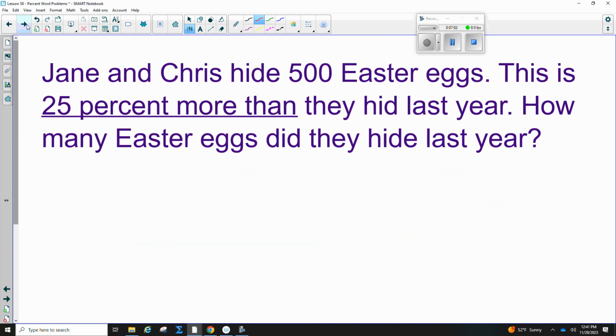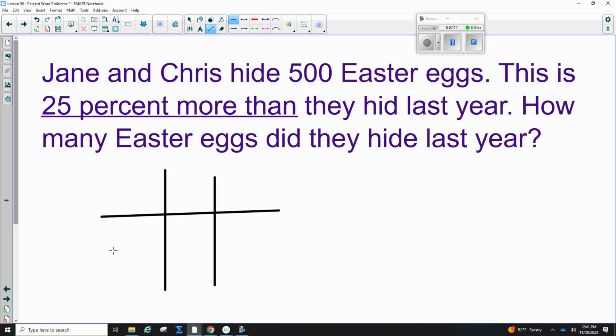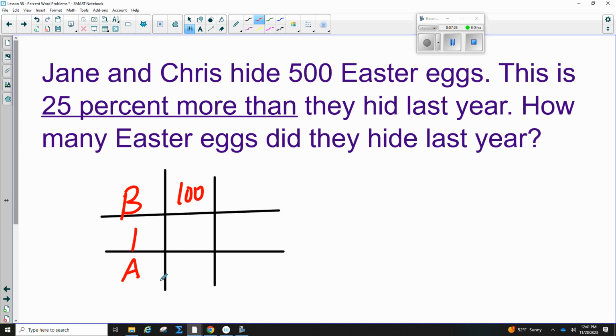All right, Jane and Chris hide 500 Easter eggs. This is 25% more than they hid last year. How many Easter eggs did they hide last year? So is this an increase or a decrease? This is an increase. They increased it, BIA. So we start with 100. This is 25% more than last year, so we put our 25 here. This would be 125. This problem's a little bit different, which is why I'm still doing it.